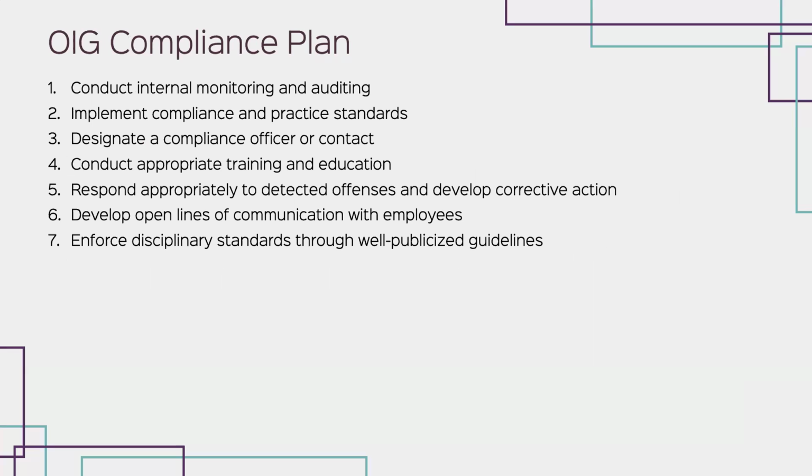So in October of 2005, the OIG published the OIG compliance program for individuals and small group physician practices as a guidance for physician practices to create their own. There are 7 key actions to successfully implement a compliance program.